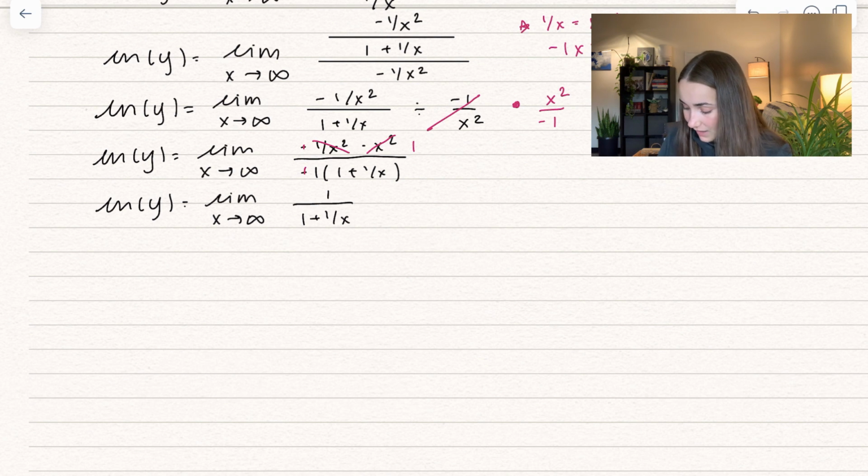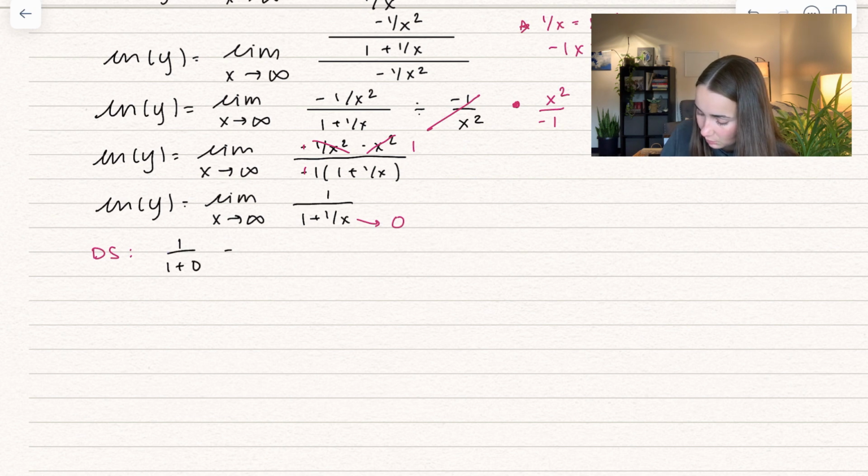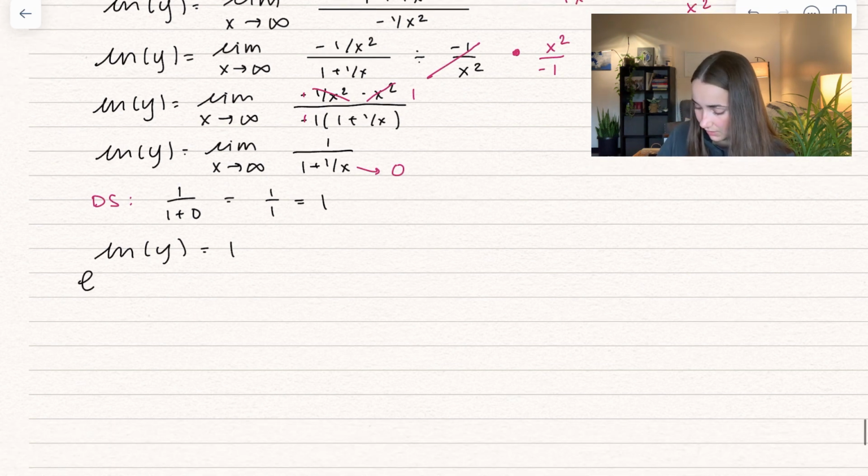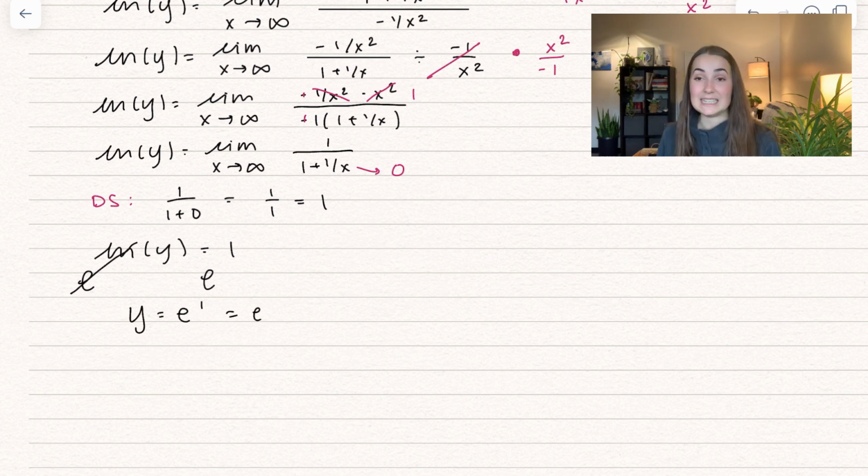So now let's go ahead and try direct substitution on this right side. So when I plug in that value of infinity, I know 1 over infinity gets really, really small, and it goes to 0. So this becomes 1 over 1 plus 0, which is just equal to 1 divided by 1, which is 1. So I know the right side is equal to 1, but remember, this is still equal to the natural log of y. It's not our final solution, and we're going to do the thing where we have both sides raised to e. That way these cancel out, and we're left with y is equal to e to the power of 1, which is also equal to e. And so this right here is our final solution.